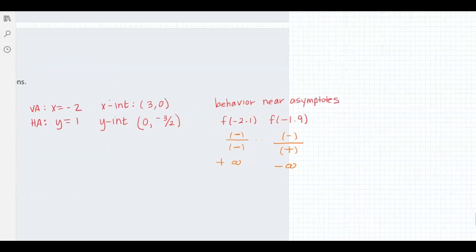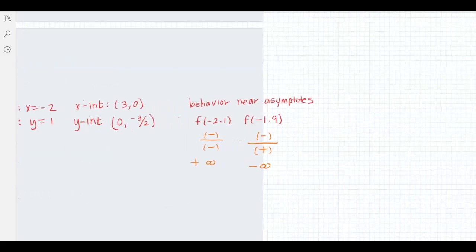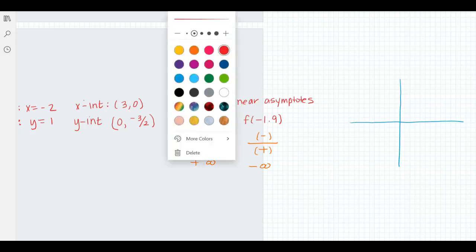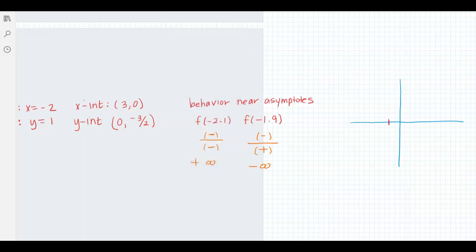All right, putting all of this together in a graph over here. We have an asymptote at -2, like this. And then also at y equals 1. So like this, right? And then based on what I saw with the asymptotes, let's see, where are my intercepts?